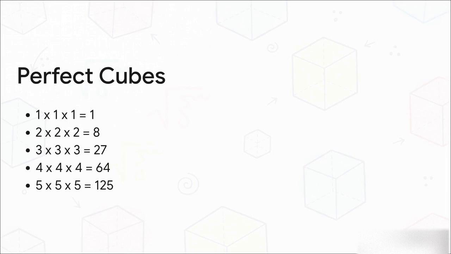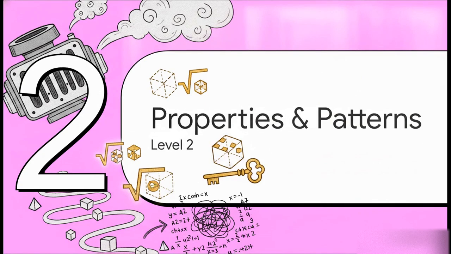Now, let me challenge you for just a second. Look at a number like 81. Is 81 a perfect cube? Well, think about it. 81 falls right between 64, which is 4 cubed, and 125, which is 5 cubed. Because it sits right there between those whole number results, 81 simply cannot be a perfect cube. Makes sense, right? All right, moving on to level 2, special properties and patterns.